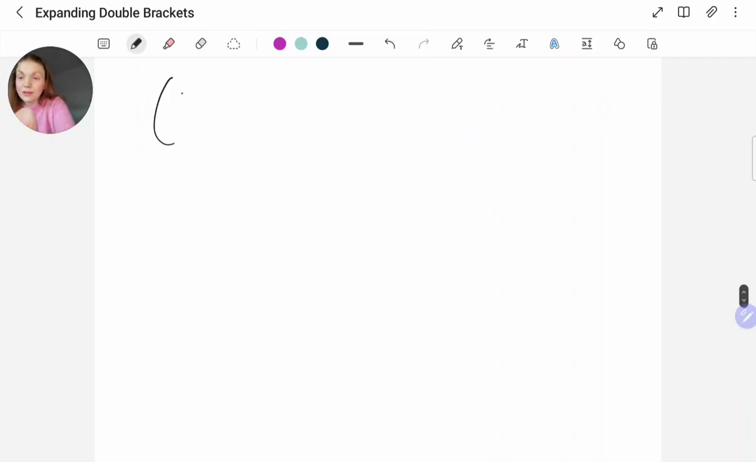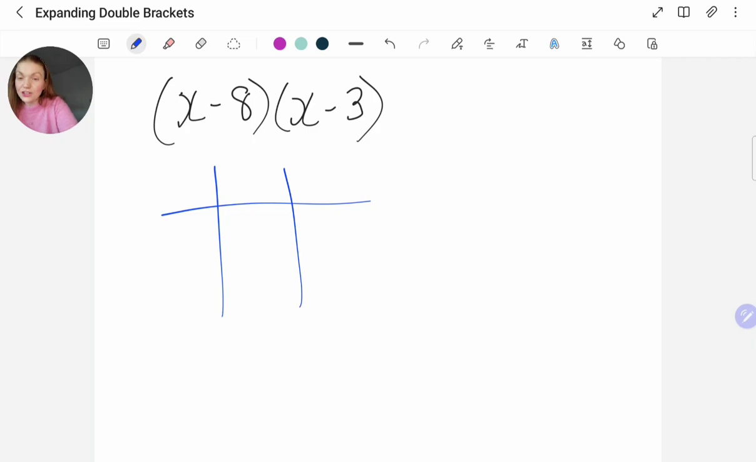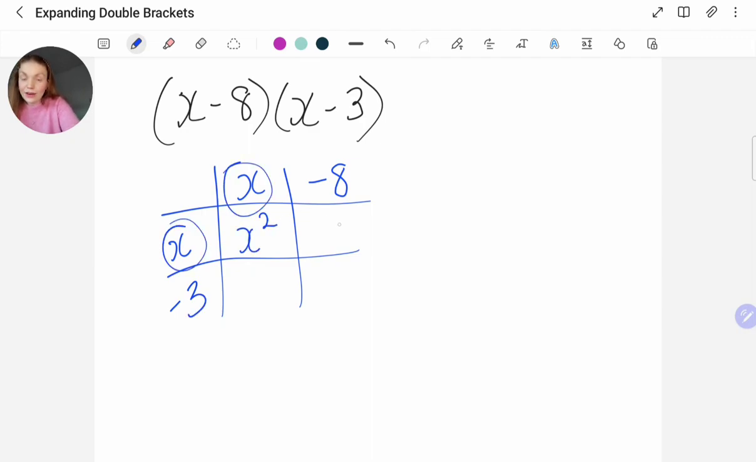Let's do another one. X minus 8 and x minus 3. Two brackets beside each other was the first thing we need to do. Grid: first one along the top, next one down the side. X times x is x squared. Minus 8 times x is minus 8x. X times minus 3 is minus 3x.